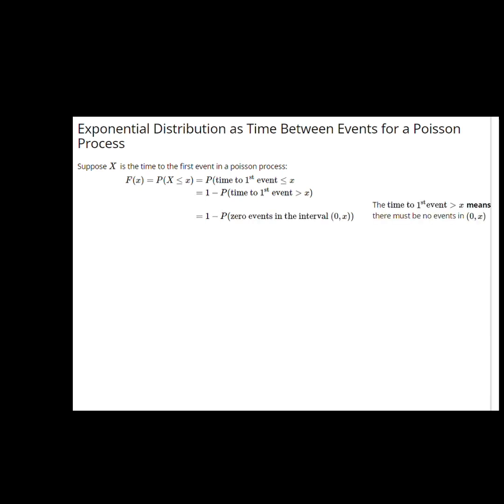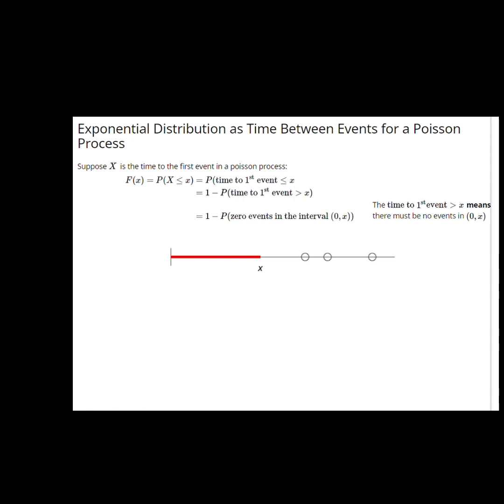The exponential distribution is often used to model the time between events for a Poisson process. Suppose x is the time to the first event in a Poisson process. F of x is the probability that x is less than or equal to little x, the probability that the time to the first event is less than or equal to x. Of course, we can rewrite that as 1 minus the probability that the time to the first event is bigger than x, which, stated another way, is 1 minus the probability that there are no events at all in the interval from 0 up to x.